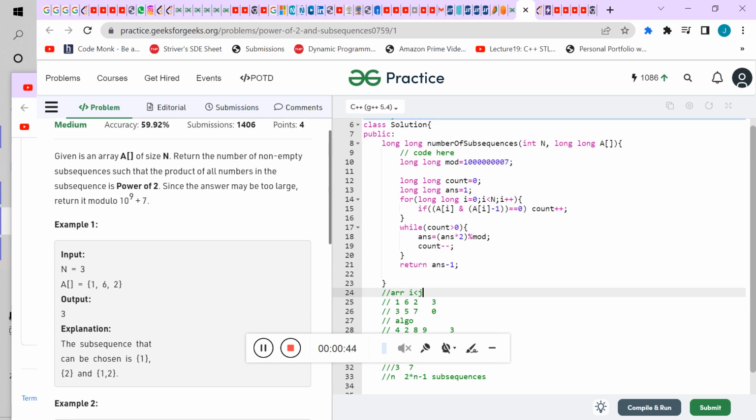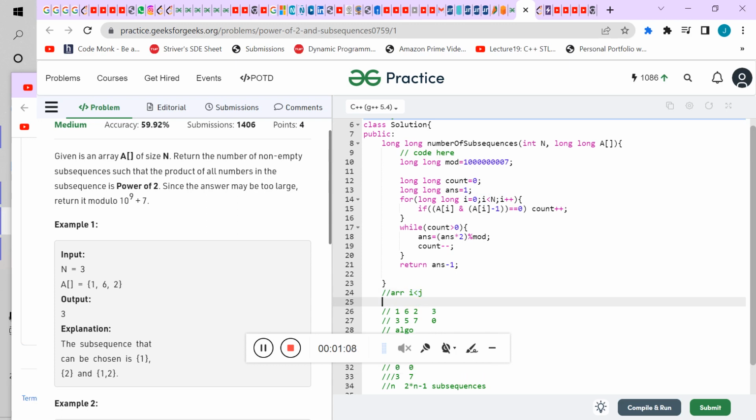So what are subsequences? You all may be knowing that a subsequence is a set of numbers in an array such that, suppose I am taking two indexes i and j, and our index i is smaller than j, and we are taking elements according to that particular order. And in a subsequence, it is not necessary that our elements should be in a continuous form.